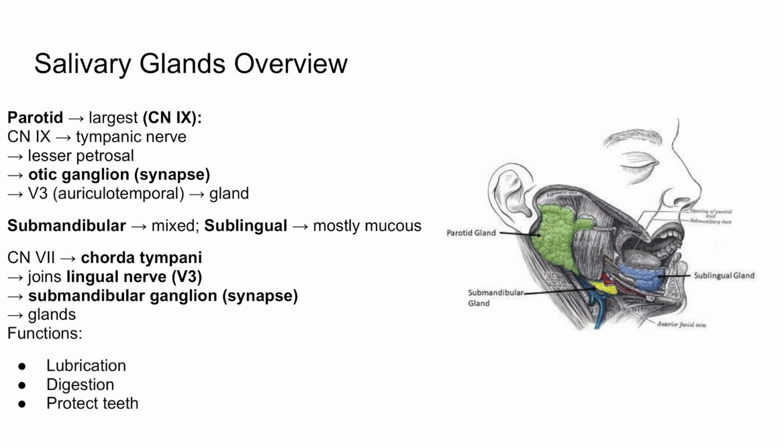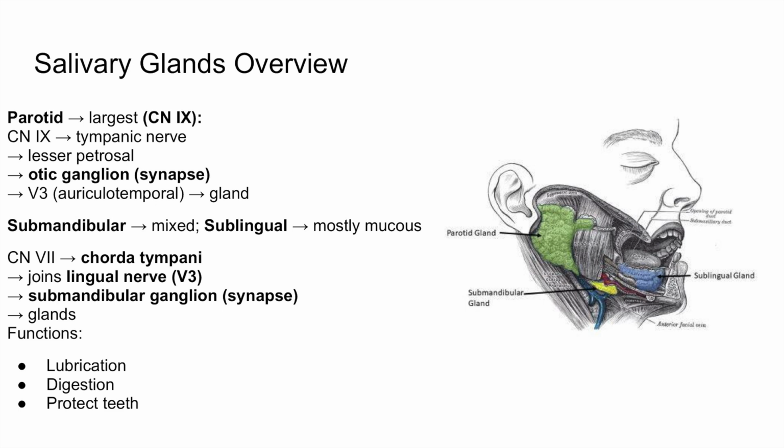The key idea is that cranial nerve 9 does not go directly to the gland. It always synapses in the otic ganglion first, okay? Then uses V3 as a delivery route. Now compare that to the submandibular and sublingual glands, which share the same setup and are both controlled by the facial nerve, or cranial nerve 7. Instead of the tympanic route, cranial nerve 7 sends fibers through the chorda tympani, which then joins the lingual nerve, a branch of V3, and those fibers are going to synapse in the submandibular ganglion, and from there distribute to both submandibular and sublingual glands. So again, the cranial nerve doesn't go straight to the gland. It joins V3, synapses in the ganglion, then continues.